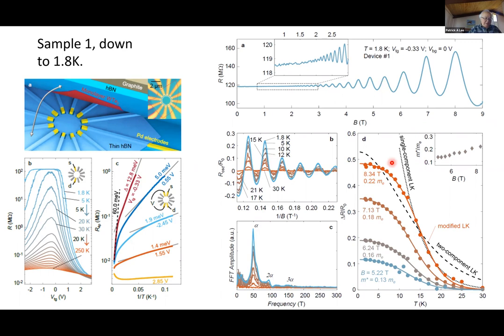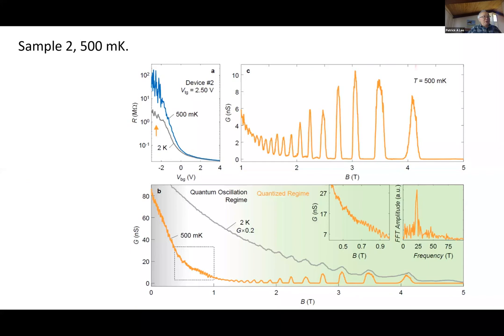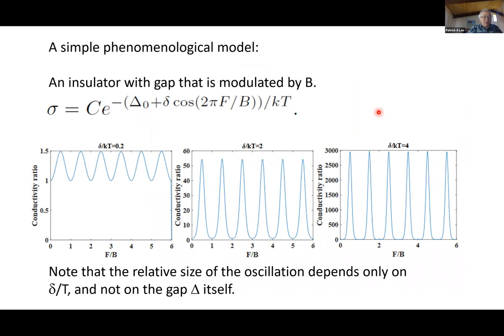Okay, and in one sample, they can get to low temperature, and they can even see that what looks like oscillation for a metal becomes sharp peaks, like you see in the quantum Hall effect, right? So this is very unusual, right? This is in the resistivity of an insulator. Okay, so when I saw this, I thought, wow, can we do something very, very simple?